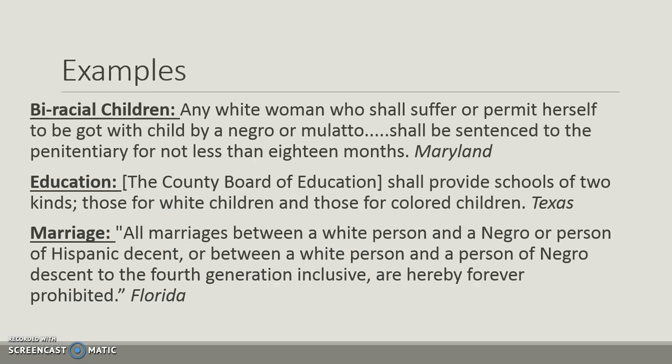Some examples of these laws are the ones I have here. They are centered around everything from children to marriage. So if you were a white woman and you had a child with anyone other than a white man in the state of Maryland, you were going to go to jail for 18 months after that child was born. In Texas, you had to have separate schools for whites and colored children. And in Florida, if you were a white person, you could only be married to a white person. You could not marry a person of color or a person of Hispanic descent. And if you did, it was punishable by time in jail, or your marriage would basically be considered void, and they would just say, nope, you're not married.